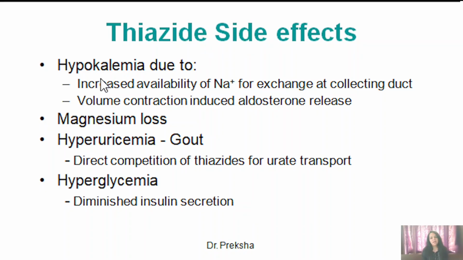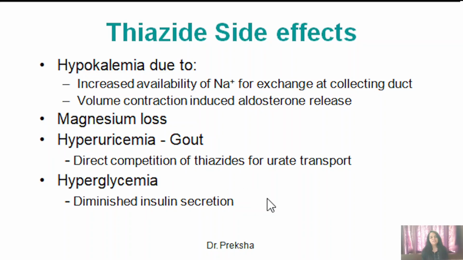Now coming to the thiazide side effects. So thiazides can cause hypokalemia, and this is due to the increased availability of sodium for the exchange at the collecting duct and the volume contraction induced aldosterone release. Thiazides can also cause loss of magnesium ion. Thiazide causes direct competition for the urate transport, and it increases the level of uric acid in the patients, so it can even precipitate attacks of gout. So in patients of hyperuricemia or in patients of gout, the thiazide diuretics should not be used.